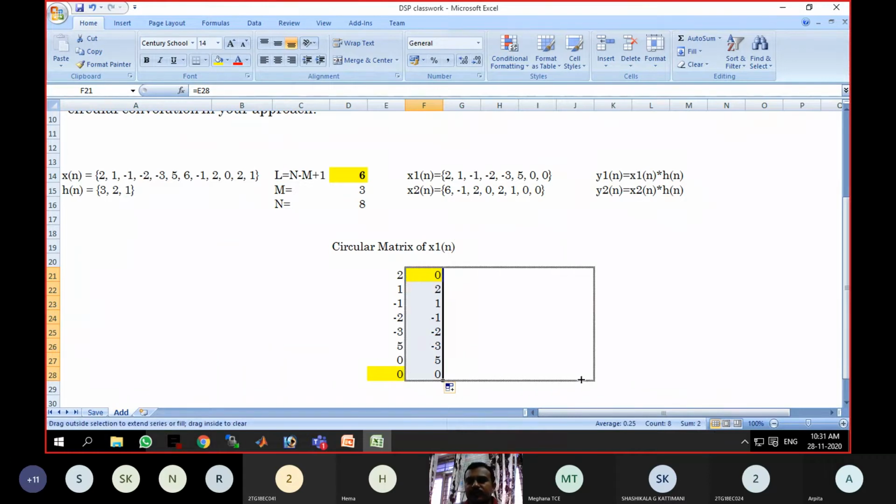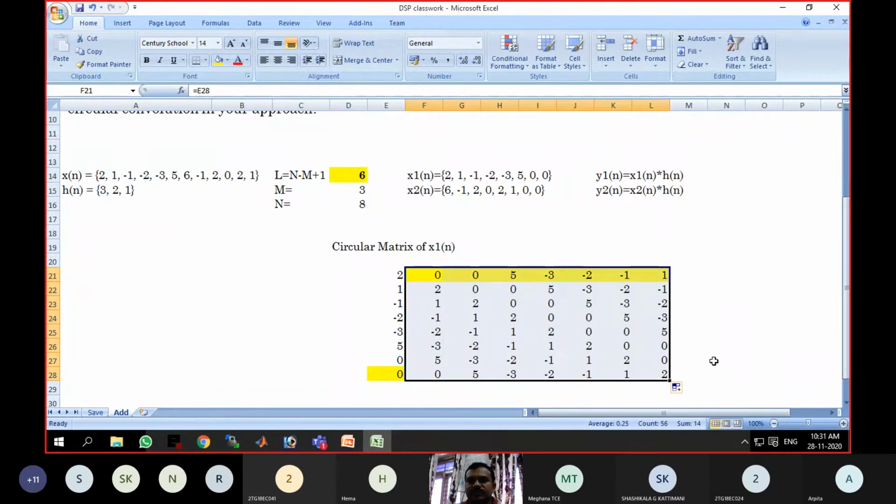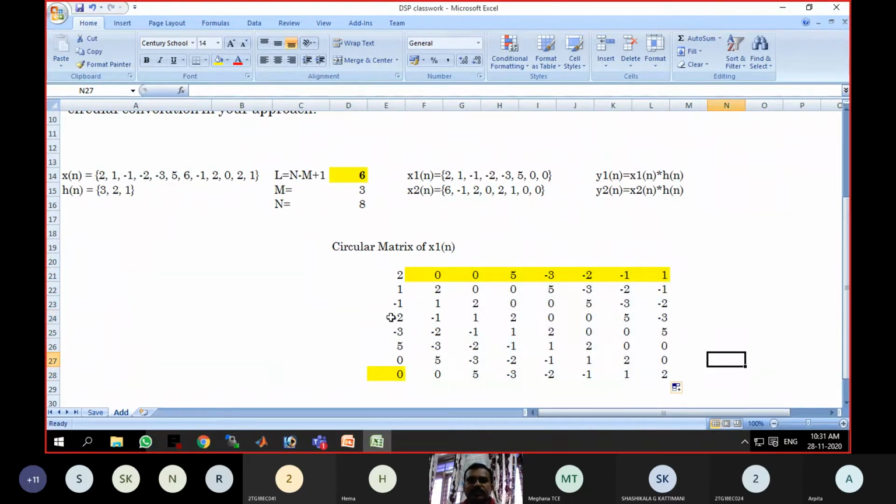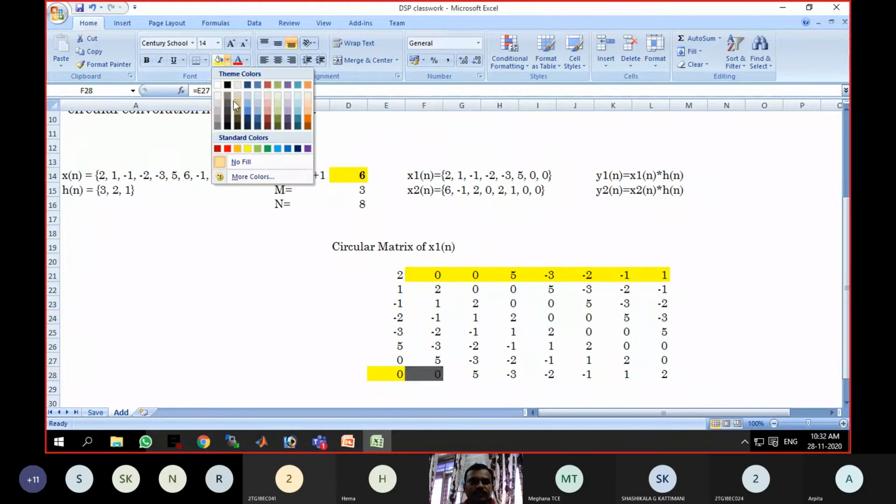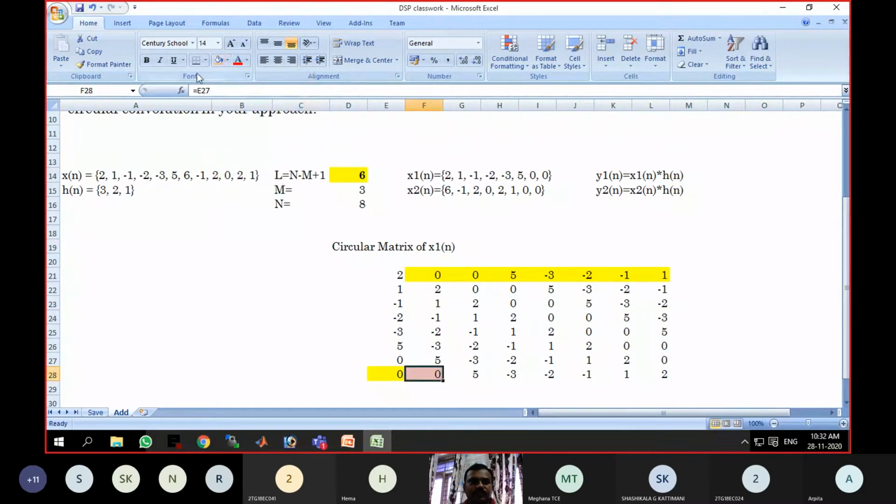It goes on up to an n cross n matrix. So it is 3, 4, 5, 6, 7 and 8. So this is the answer. Total 8 elements are there, so I have an 8 cross 8 matrix. Let me change the colors for your reference. So these are the elements, and it goes on calculating like this.